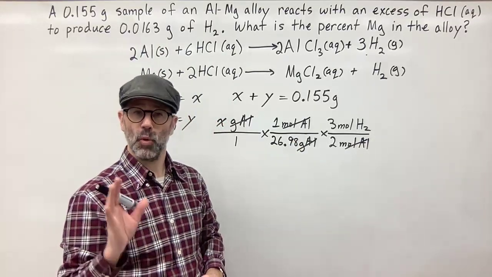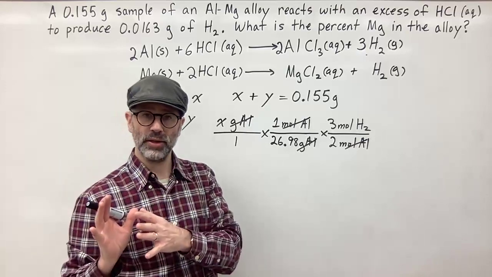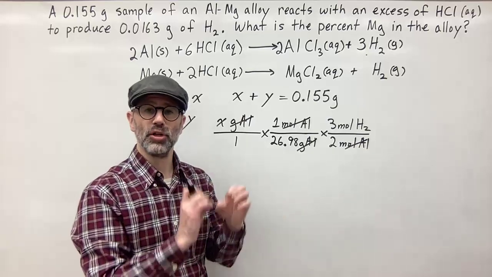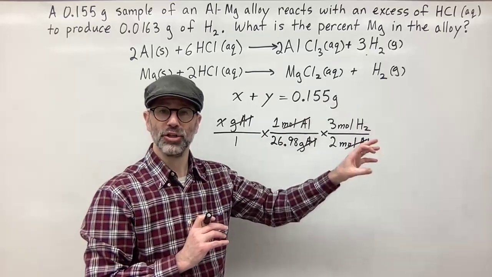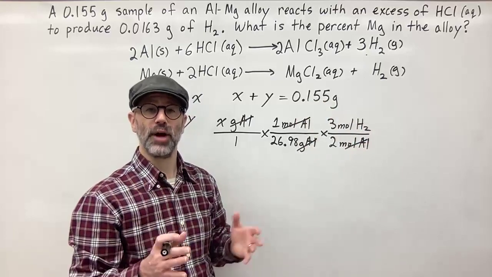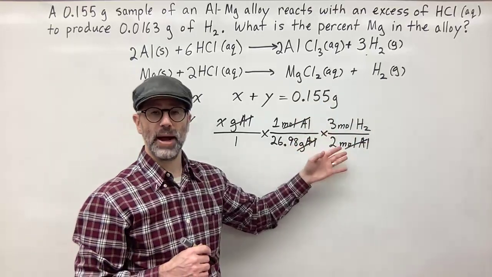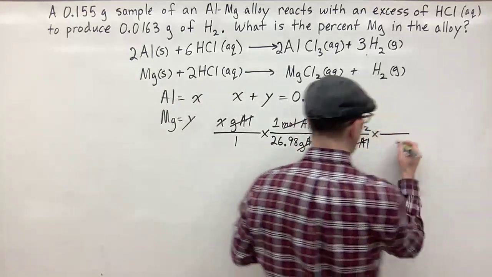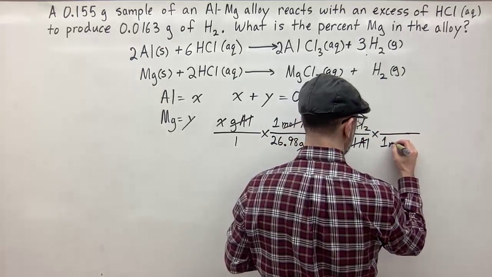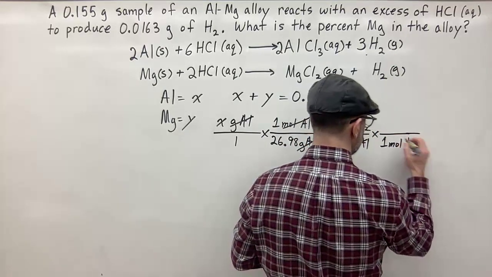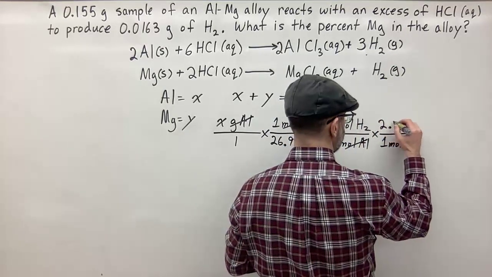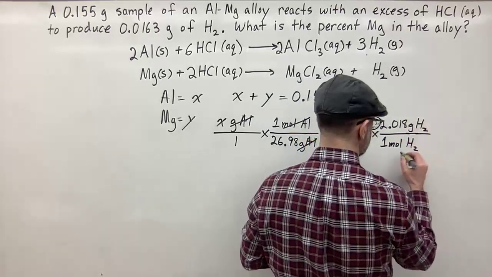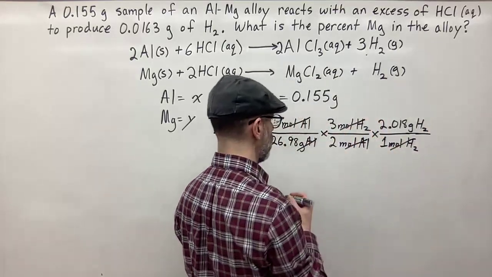The third part, once you've converted from moles of one thing to moles of the desired thing, is to convert the moles to the desired unit that they want. In this case, grams. So again, I'm going to use molar mass to convert moles to grams. On the bottom I'm going to put 1 mole of H2, and on top 2.018 grams of H2. So moles of H2 cancel out.